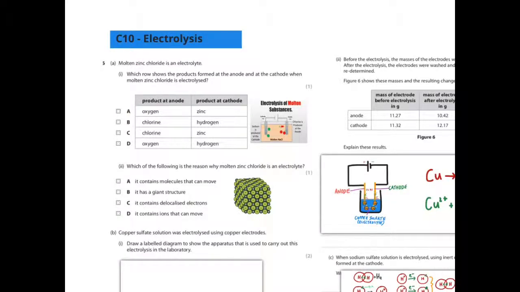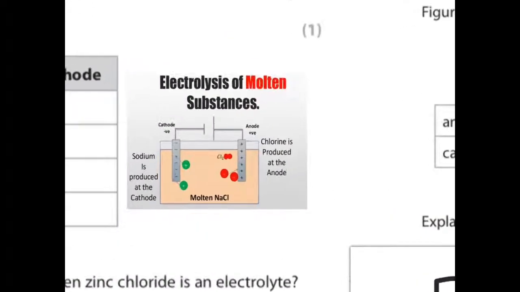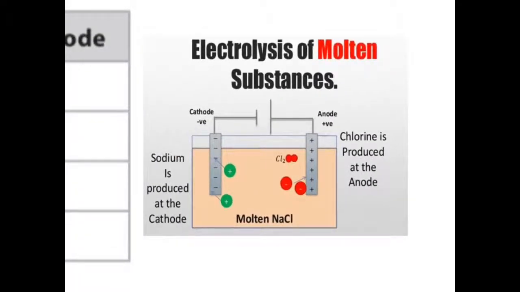Molten zinc chloride is an electrolyte. Which row shows the products formed at the anode and the cathode when molten zinc chloride is electrolyzed? So remember, zinc will be the metal and chlorine will be the non-metal. Zinc will form positively charged ions. Metals always form positively charged ions, and chlorine will form negatively charged ions.